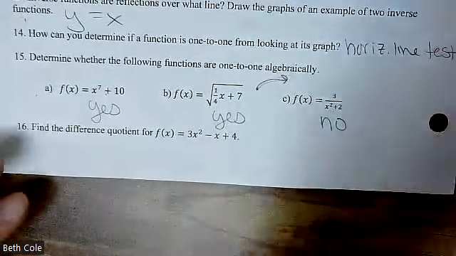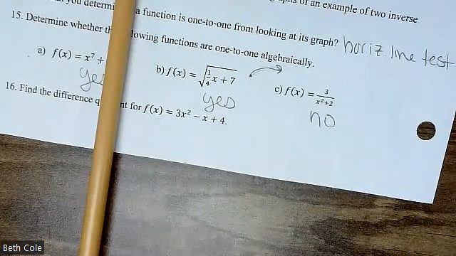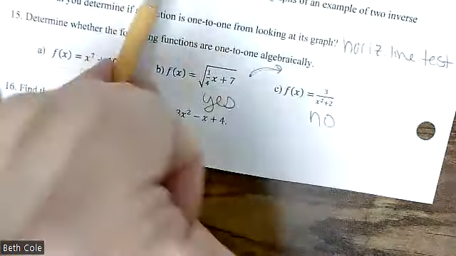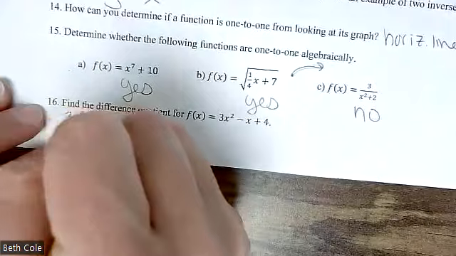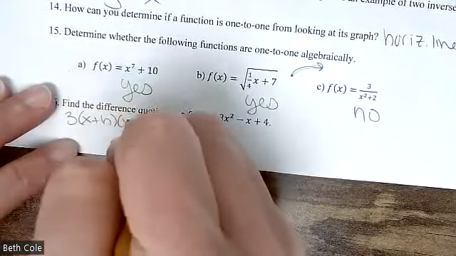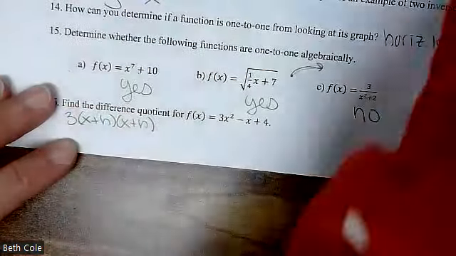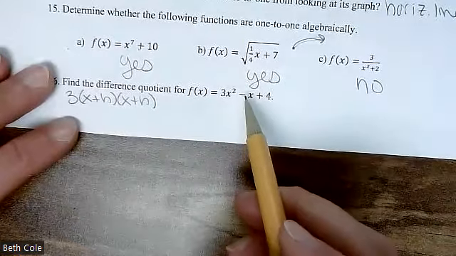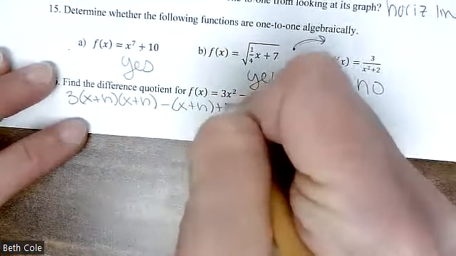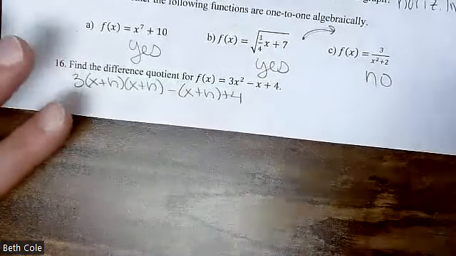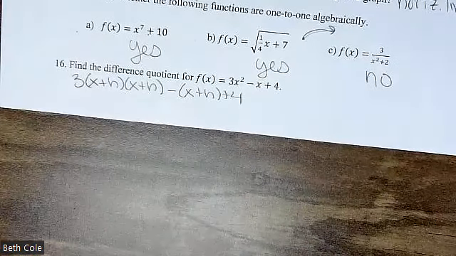All right, and then last one, that's what we did last time, is your difference quotient. I view it as steps. That formula is long, it's difficult to memorize. So step 1 is you're going to plug in x plus h. So it's 3 and then x plus h squared, but just write it twice, minus x plus h plus 4. That's step 1. Plug in x plus h.